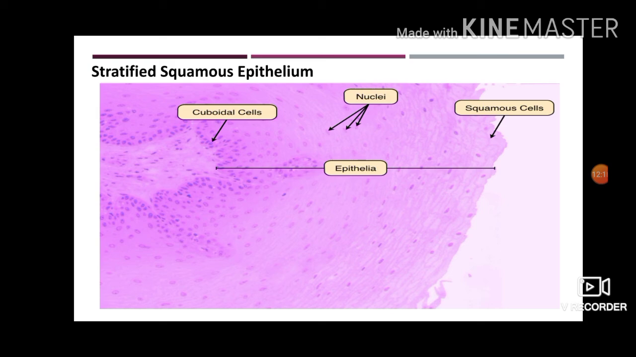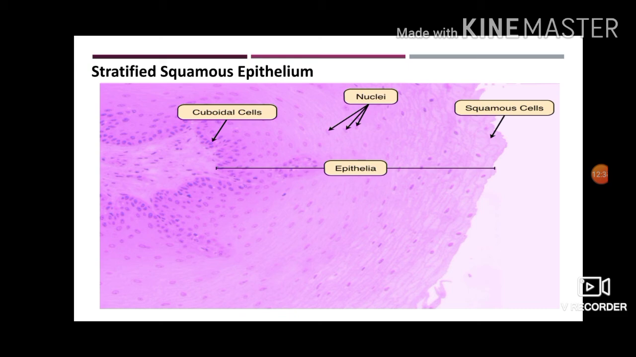The other layers may contain cells that are cuboidal or columnar, but the classification of this epithelium is based only on the shape of the outermost layer of cells, and the shape of the outermost layer is squamous. That is why this tissue is called stratified squamous epithelium.